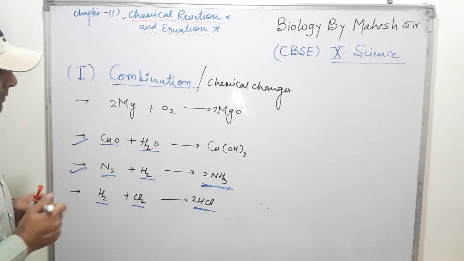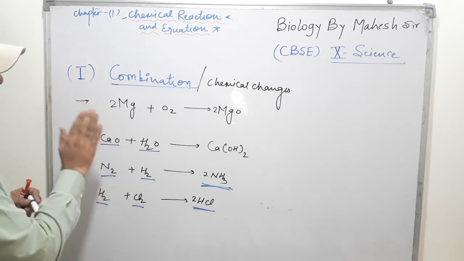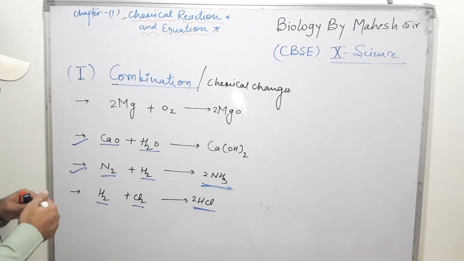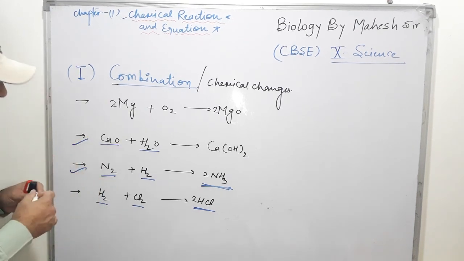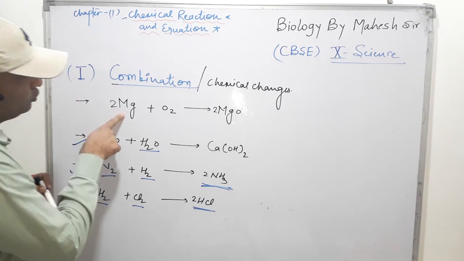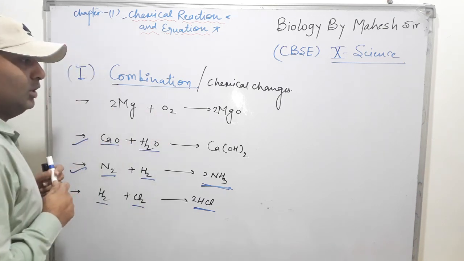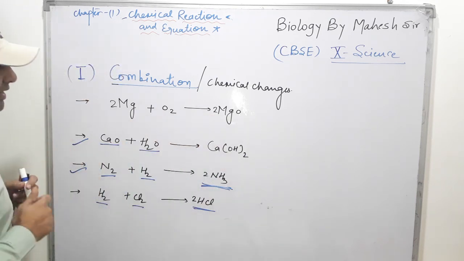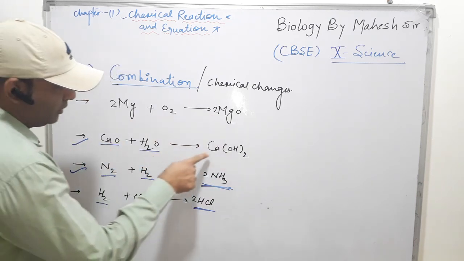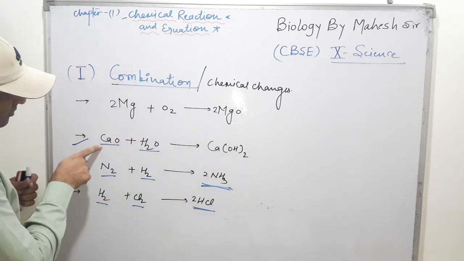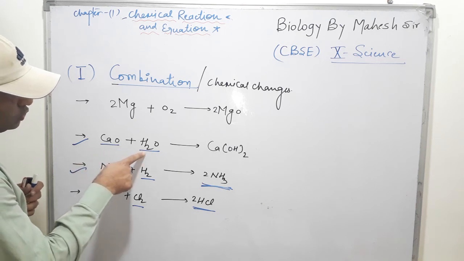One thing is clear, that you have to write the chemical equation in balanced form, so you have to write the balanced chemical equation. In the first equation, two magnesium react with one molecule of oxygen and produce two molecules of magnesium oxide. In the second reaction, calcium oxide and water produce calcium hydroxide. So we can easily visualize: one calcium, one oxygen, two hydrogen, one oxygen.